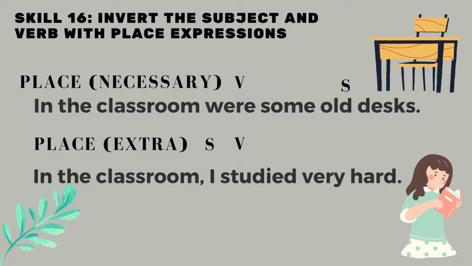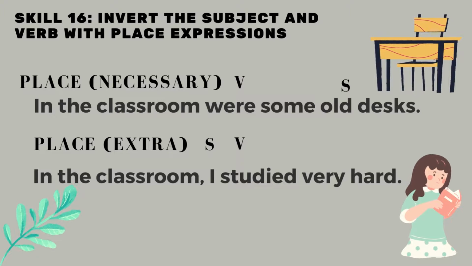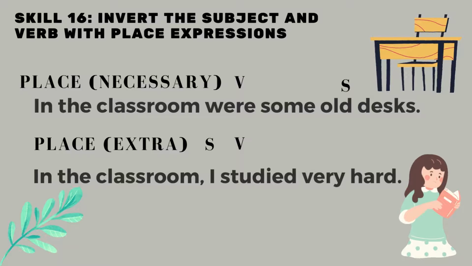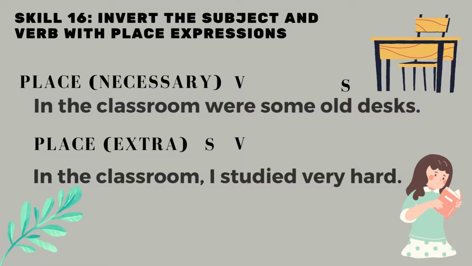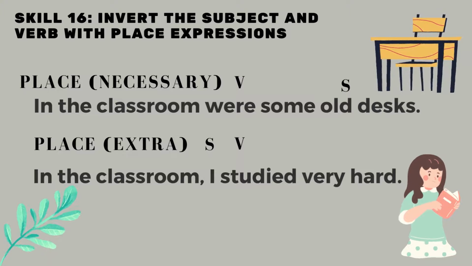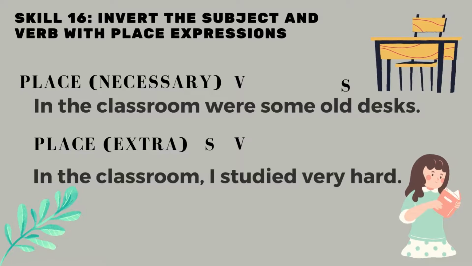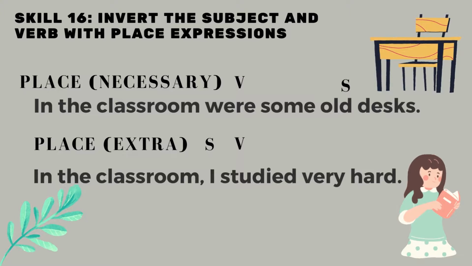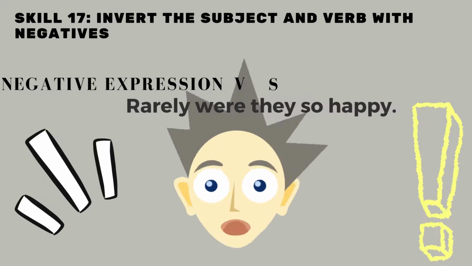Skill 16. Invert the subject and verb with place expressions. When a place expression at the front of the sentence is necessary to complete the sentence, the subject and verb that follow are inverted. For example, in the classroom were some students. When a place expression at the front of the sentence contains extra information that is not needed to complete it, there is no inversion. For example, in the classroom I studied very hard.